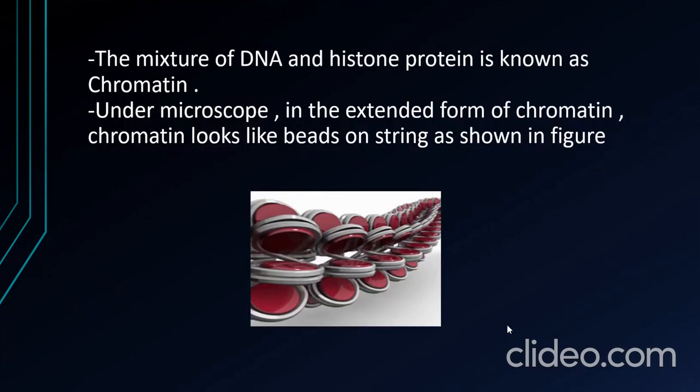As we've already discussed what chromatin is, if we observe it under the microscope, in the extended or elongated form of chromatin, it looks like beads on a string, where each bead is a nucleosome. And this is how a histone protein binds around the DNA.